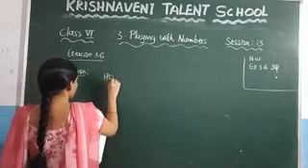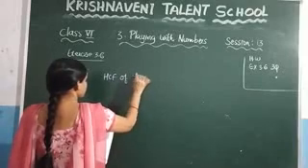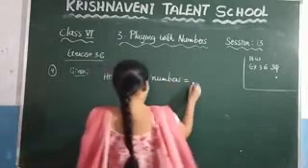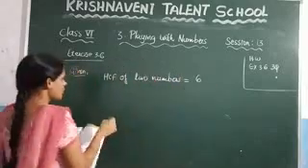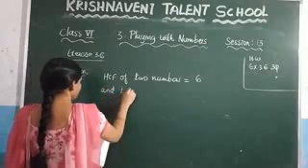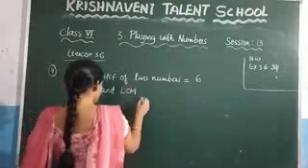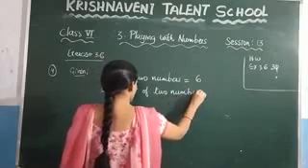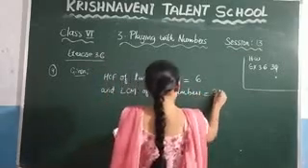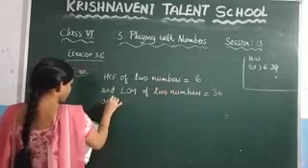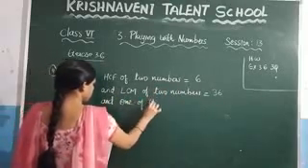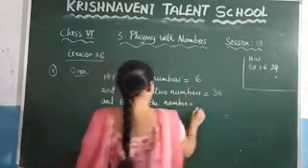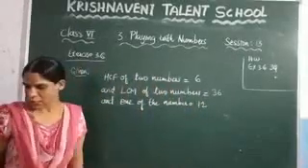The HCF of two numbers is 6. They have given the HCF of the two numbers is 6 and the LCM of the two numbers is 36, and one of the numbers is 12. You need to find the other number.